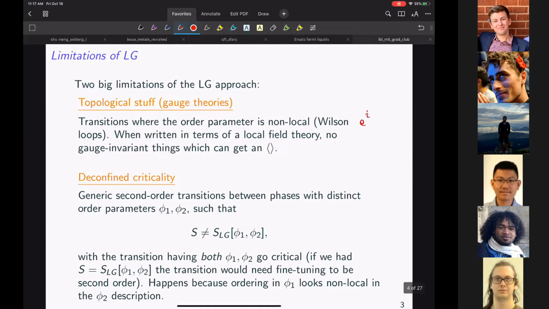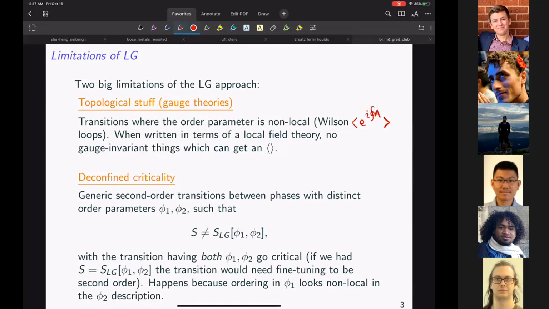So it could be some Wilson loop, something like you have some e to the i integral of A, where A is a gauge field or something, and this is getting an expectation value. But this is kind of violating the assumptions that went into Landau-Ginzburg theory, right?